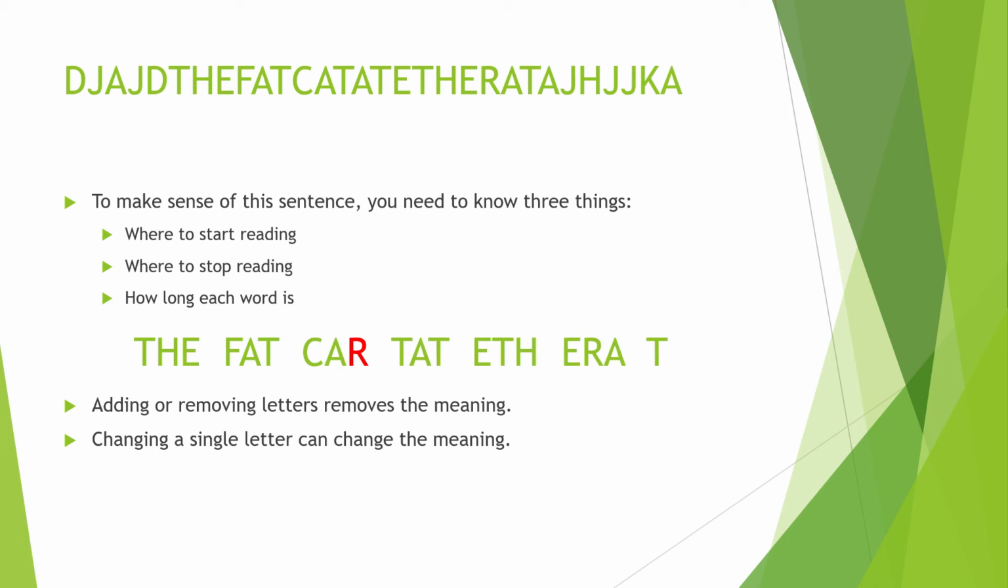This time, we are looking at an insertion. The R in red was inserted between the A and the T that originally formed the word cat. Our sentence now says, the fat car tat eth era T. The first two words are the same as before, but everything after the insertion is unreadable, even though it contains the same letters. Another issue is that our stop word, RAT, no longer exists in this version, so we would just have to keep reading until we found one.